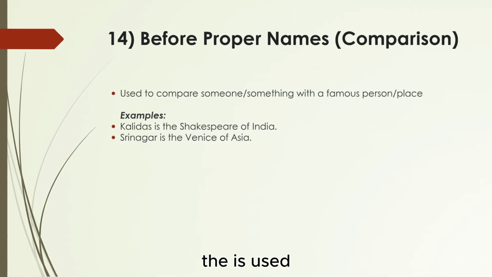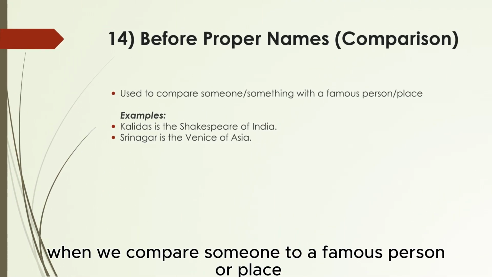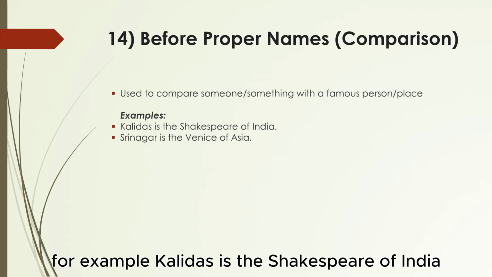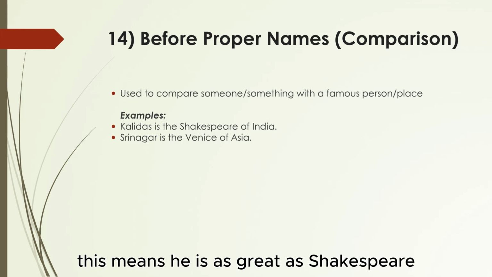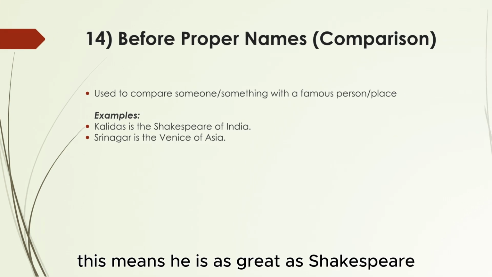Finally, the is used when we compare someone to a famous person or place. For example, Kalidas is the Shakespeare of India. This means he is as great as Shakespeare.